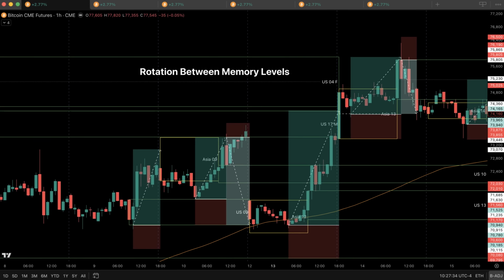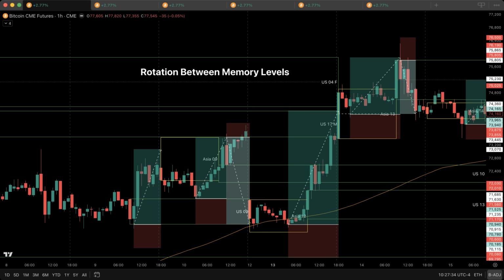Price stabilizes again, but it does not expand. The April 13th Asia session forms between two prior U.S. structures. The session forms between the March 17th U.S. lower boundary and the February 4th U.S. midpoint. Price stays inside that space. It does not leave. The structure is tight. Upper boundary above, lower boundary below.